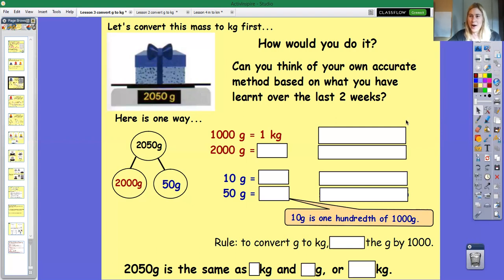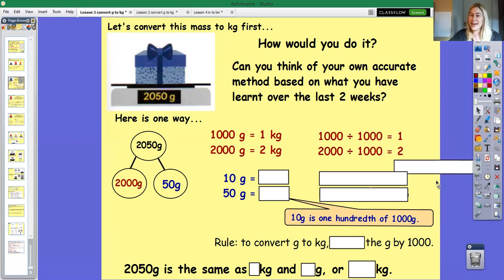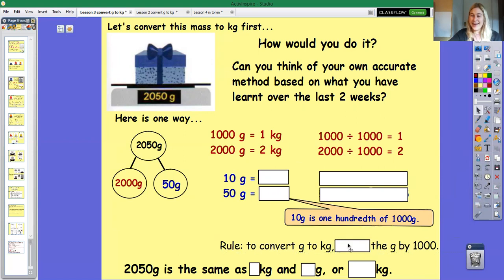Okay, I hope you got on well. There are lots of different methods, but here is one way. Here's the way that I would think about it using my reasoning. I would start with my 2,050 grams and partition it into 2,000 grams and 50 grams. I know that 1,000 grams is a kilogram, so 2,000 grams has got to be 2 kilograms. And I know that this works because we have divided our 1,000 by 1,000, so we need to divide our 2,000 by 1,000. When we are converting our grams to kilograms, we divide the grams by 1,000. Okay, we want our kilograms to be a smaller number, don't we?